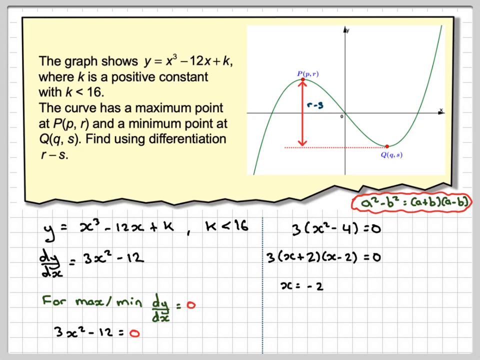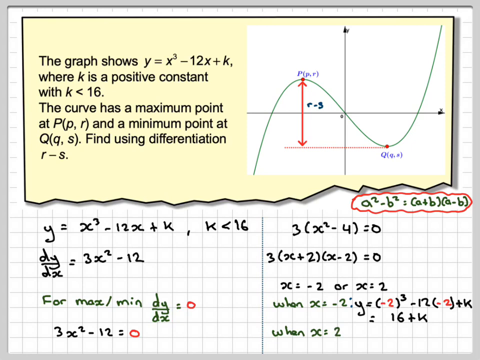So x is minus 2, or x is 2, which we get from here. When x is equal to minus 2, we substitute that into y. We're going to get minus 2 cubed minus 12 times minus 2, be careful with the negative sign, plus the constant at the end. Minus 2 cubed is minus 8, and minus 12 times minus 2 is plus 24, which gives 16, plus the k.